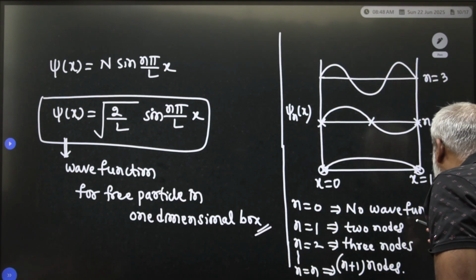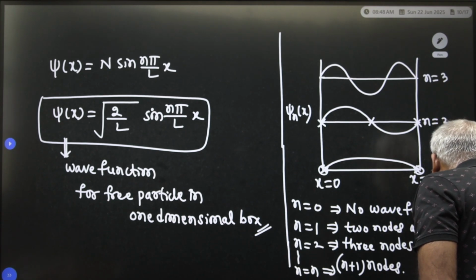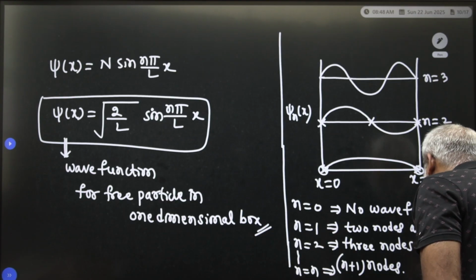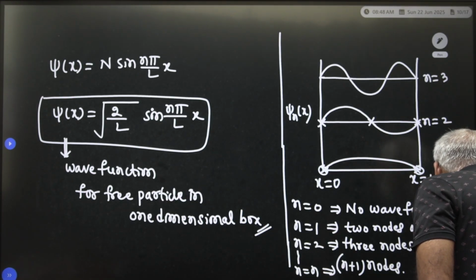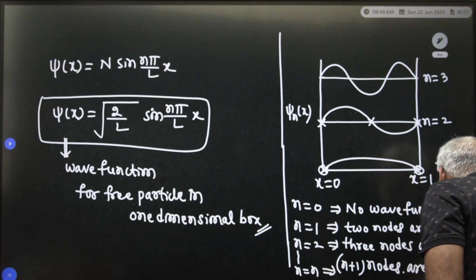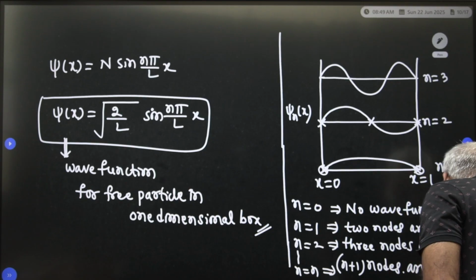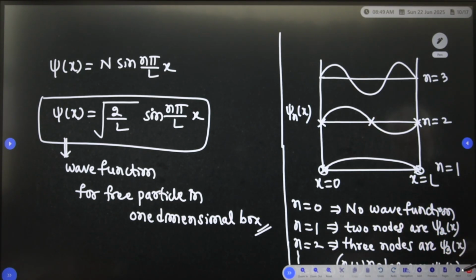So in psi 2 of x, with n equal to 2, 3 nodes are there. In psi 3 of x, with n equal to 3, 4 nodes are there. In general, in psi n of x, n plus 1 nodes are there. Clear? This is a very, very important expression you are going to write here.